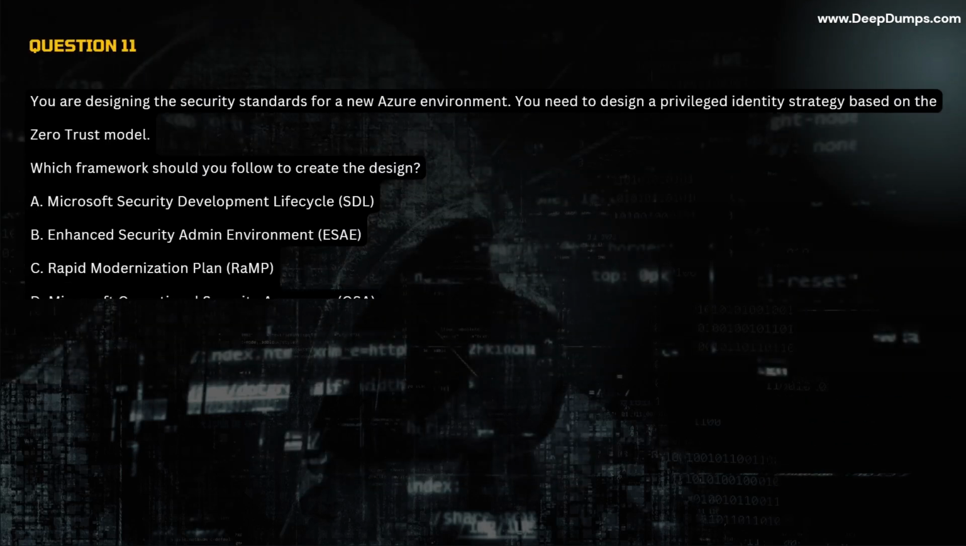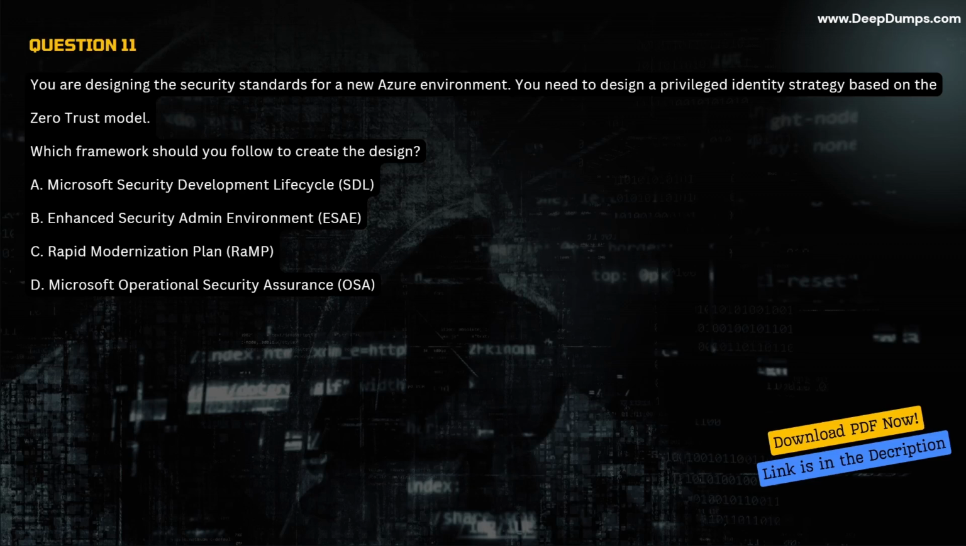Question 11. You are designing the security standards for a new Azure environment. You need to design a privileged identity strategy based on the Zero Trust model. Which framework should you follow to create the design? A. Microsoft Security Development Lifecycle (SDL). B. Enhanced Security Admin Environment (ESAE). C. Rapid Modernization Plan (RAMP). D. Microsoft Operational Security Assurance (OSA).